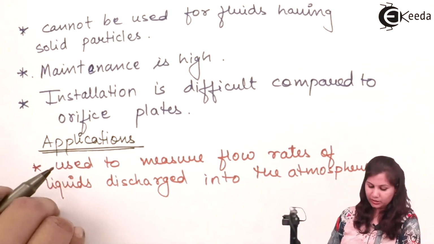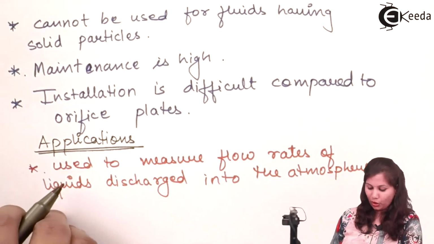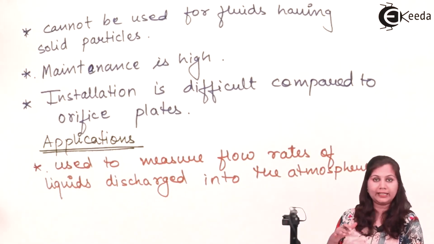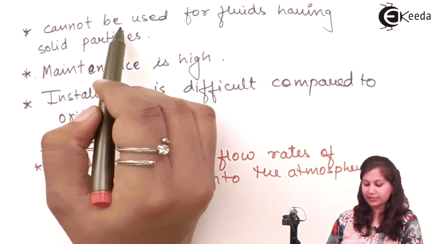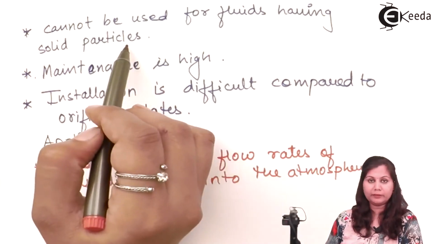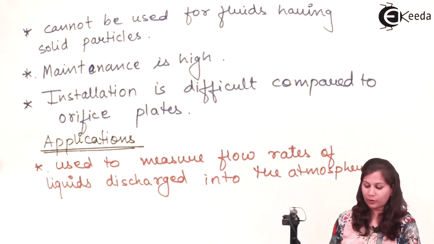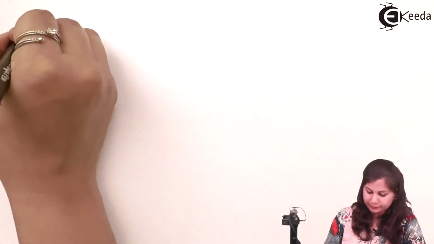Also, it is used in situations where the solid particles in the liquid have the property of settling down. Because in the disadvantages we have seen that it cannot be used for fluids having solid particles, but if these solid particles have the settling property, then it can be used to measure the flow rate of the suspended solid.